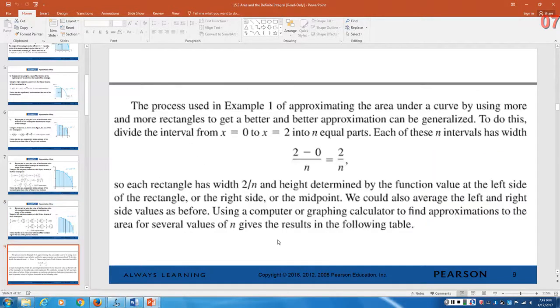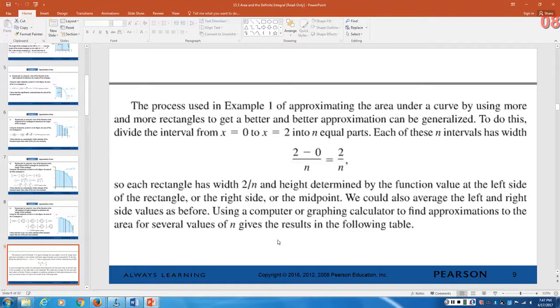So the process that we're doing here, and I don't think this is in your notes, or maybe it is. It is, okay. The process we use in this example of approximating the area under a curve by using more and more rectangles to get a better and better approximation can be generalized. What we're actually doing is dividing the interval from x equals 0 to x equals 2 into n equal parts.